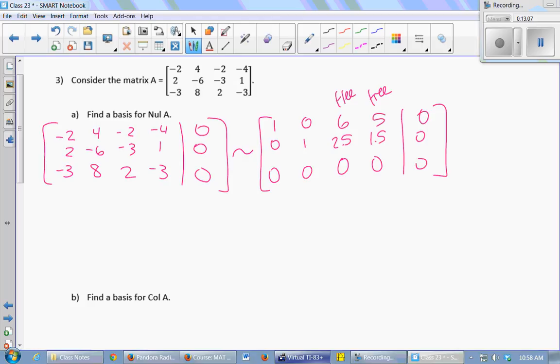So I'll say x1 is negative 6x3 minus 5x4, and x2 is negative 2.5 x3 minus 1.5 x4, and that's it, right? So then I have two free variables, x3 and x4.